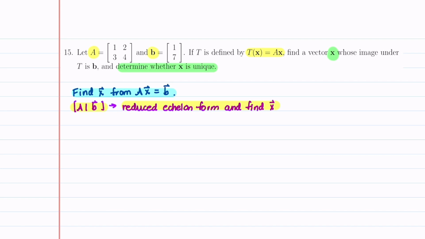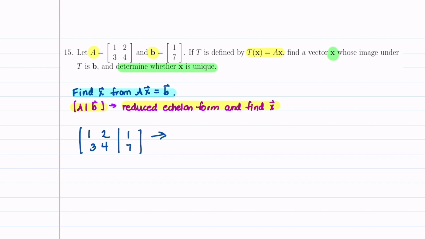Let's go ahead and create our augmented matrix. We have 1, 2, 3, 4. And we're going to augment that with our vector B, which is 1, 7. We need to put this in reduced echelon form.